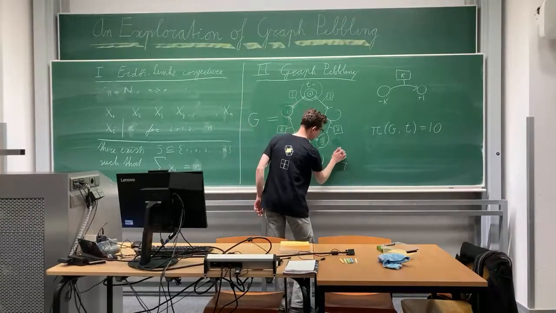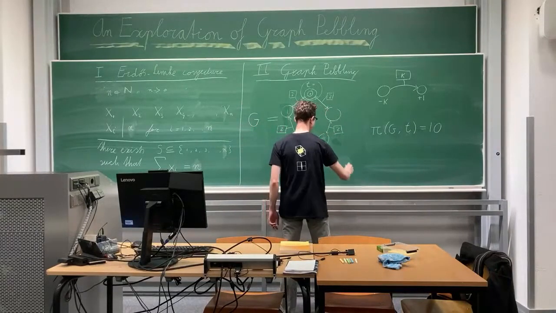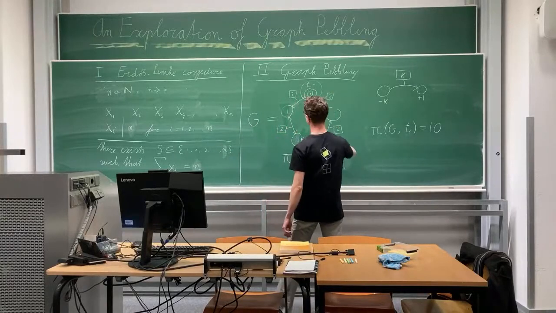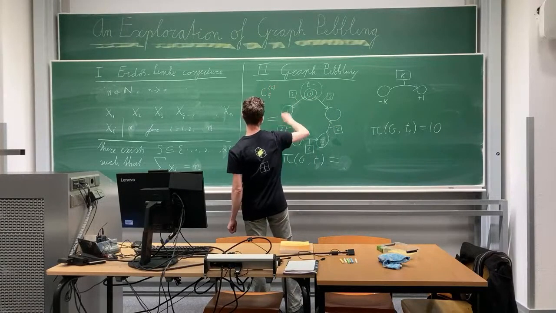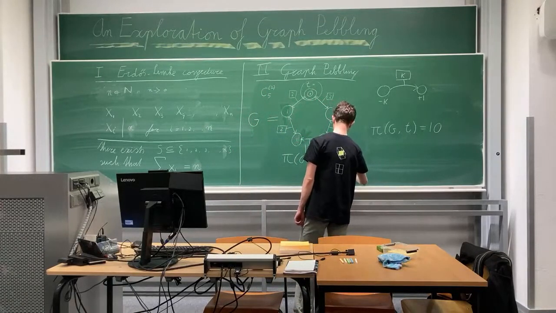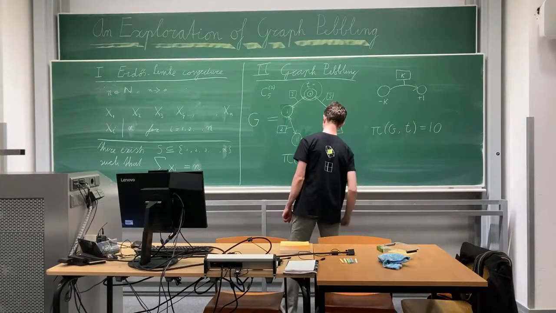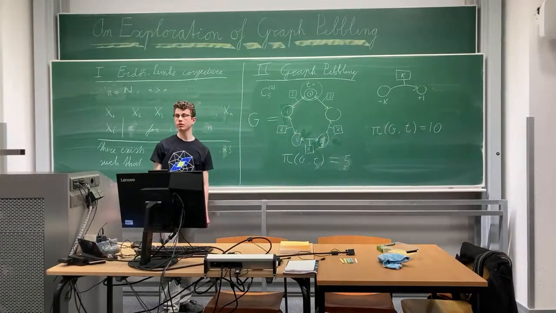So indeed, the pebbling number of this cycle, which I also call C5 with a small 2 to indicate that every edge is weight 2, is 5 for any target vertex T. That's symmetrical, of course. Are there any questions so far?